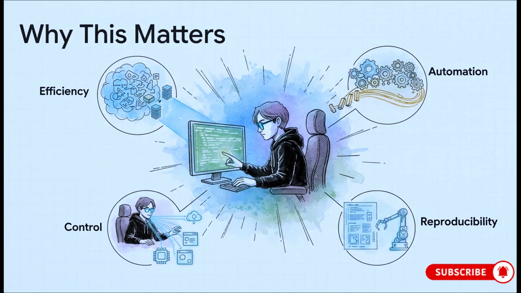So why does any of this matter? Why go through the trouble of learning this stuff? Well, because what you're really learning is a set of superpowers. You're getting the efficiency to handle massive amounts of data with just a few keystrokes. You get the power of automation to turn any repetitive task into a simple script. You get direct, unfiltered control over your computer. And, so important for science and data work, you get perfect reproducibility.